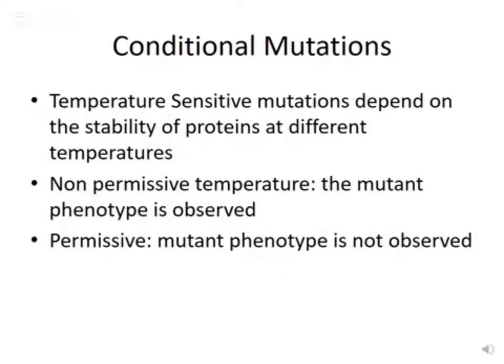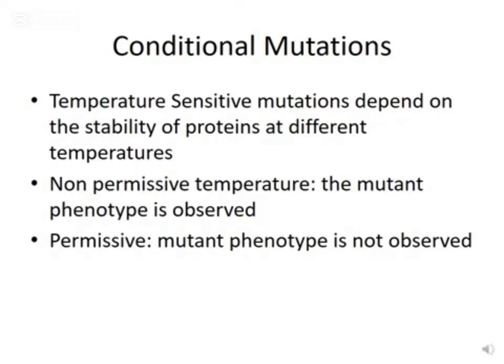A type of mutation that is heavily used in research is called conditional mutations. So these mutations show up phenotypically only when certain conditions are met. A good example of conditional mutations are temperature sensitive mutations, which depend on the stability of proteins at different temperature values. So for these conditional mutations, and more specifically for temperature sensitive mutation, you have two temperatures.